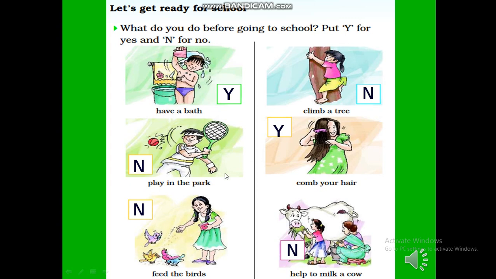In the next picture, you have feed the birds. You don't feed the birds before going to school. Therefore, you mark N in the box given. And help to milk the cow is the last picture. This also you don't do before going to school. Therefore, you mark it N in the box given.